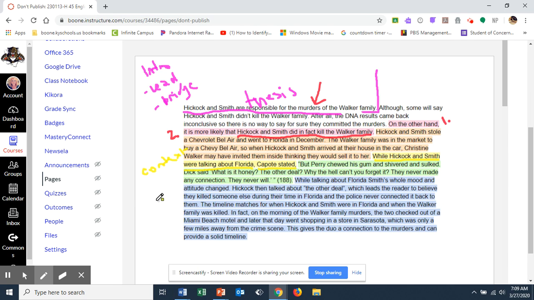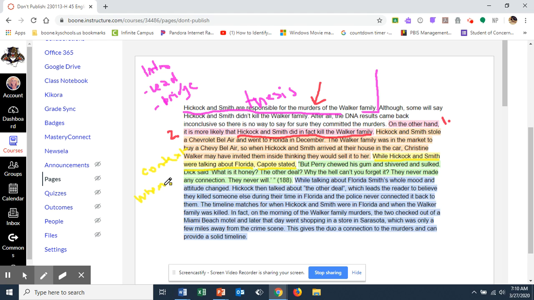Capote stated. That's the whom. That's whom this information was given to. But who said it? Okay, let's see. I guess really Capote said it.